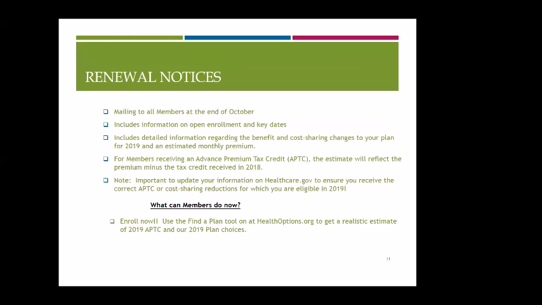So the renewal notices, this is the notification that folks get towards the end of the year around their plan renewals. The mailings have gone out to all members at the end of October. It includes information about open enrollment and those key dates that we talked about. Those notices include detailed information regarding the benefit and cost sharing changes to your plan, as well as an estimated monthly premium for 2019. For those members who are receiving an advanced premium tax credit, the APTC, the estimate in those notices will reflect the premium minus the tax credit that you received in 2018.